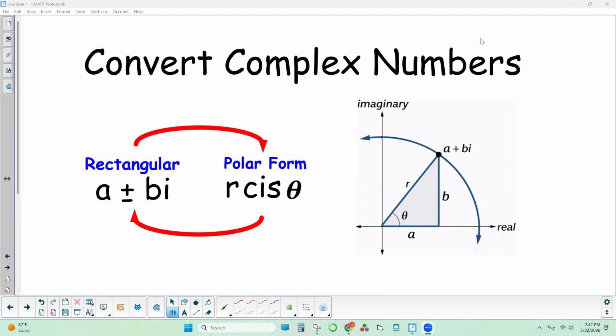Today we are going to convert complex numbers. That is, take complex numbers in rectangular form and convert them to polar form, or what we sometimes call trig form, and back from polar form to rectangular form. So we're going to cover it all in this video.